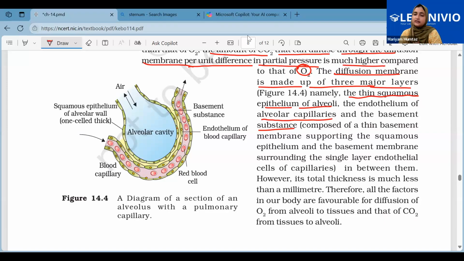Despite all of that, the total thickness of this membrane is less than a millimeter. Imagine how thin it is. It's less than a millimeter, right? You remember your scale has centimeter lines? It's even less than that. Imagine how thin it is. And so in our body, all the factors favor diffusion taking place. It's all in favor of diffusion. Our body is made that way.